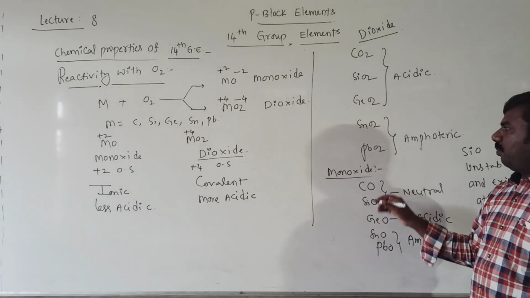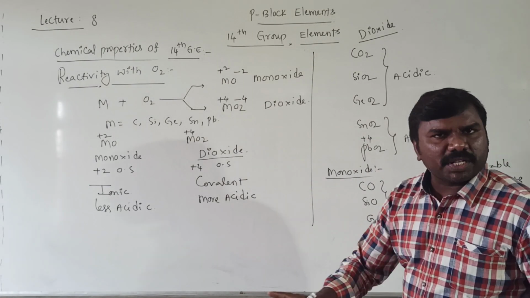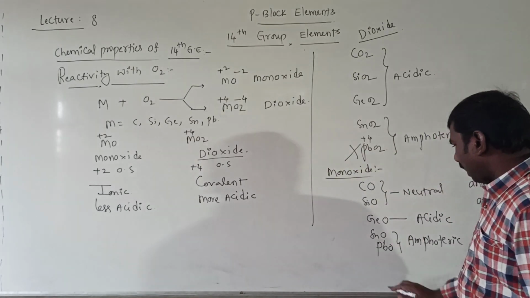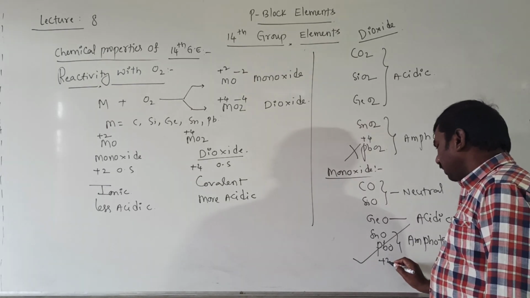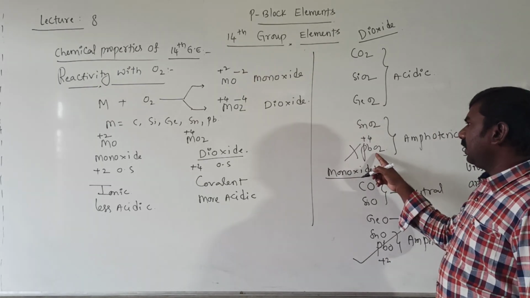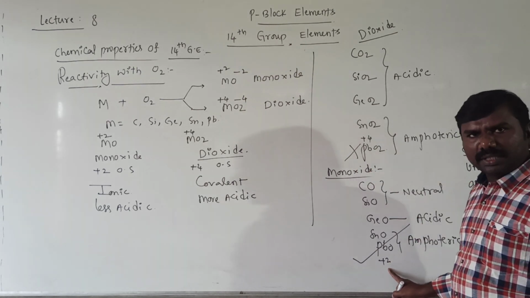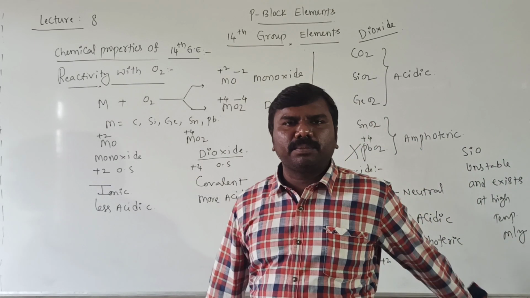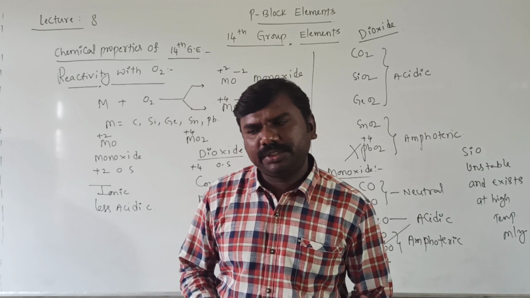And one more, PbO2 means it is a plus 4. Lead will not show plus 4 oxidation state. PbO2 is not available. The available one is only which one? The PbO, because of plus 2 oxidation state. Plus 4 is not possible in dioxide. Plus 2 is possible in monoxide. That's why for lead only monoxides are possible but not the dioxide, due to inert pair effect.